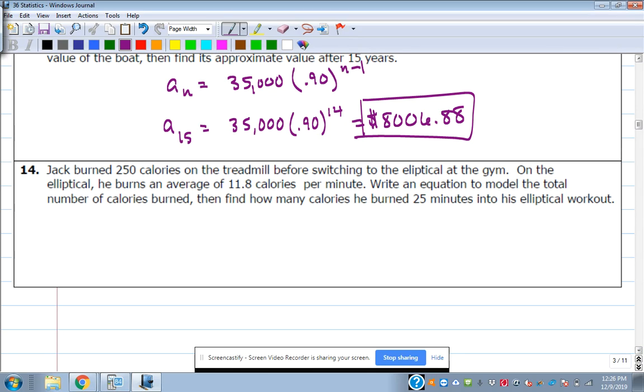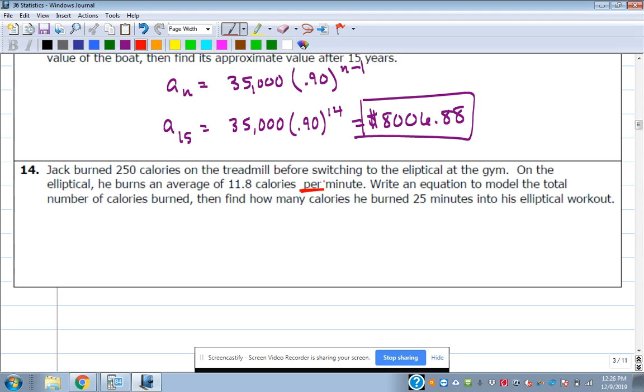Jack has burned 250 calories on the treadmill before switching to the elliptical at the gym. On the elliptical, he burns an average of 11.8 calories per minute. Write an equation to model the total number of calories burned and find how many calories he burns 25 minutes into the elliptical workout. That word right there is the most important one in that sentence.